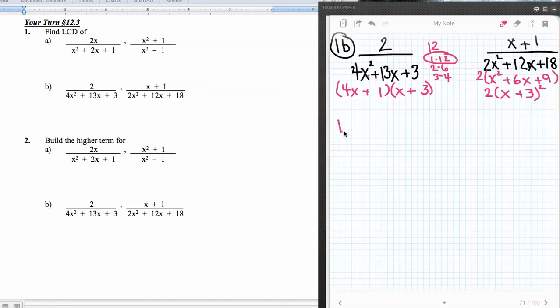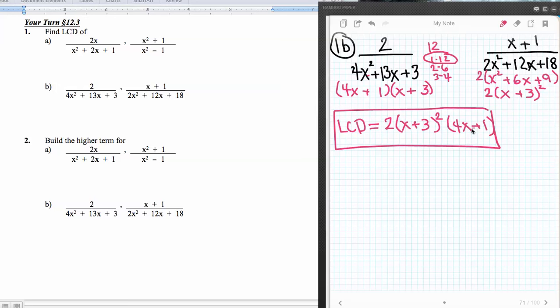Now once I have that, I can find the least common denominator of these. And for the least common denominator, I take all the unique factors that I see up here. So I have a factor of 2, I have a factor of x plus 3, and I have a factor of 4x plus 1. And then I look for the highest exponents on each of these. So for the factor of 2, the highest exponent is 1. For the factor of x plus 3, 1 here, 2 here, so the highest one is a 2. And then the 1 here for the 4x plus 1. And there's my least common denominator there.